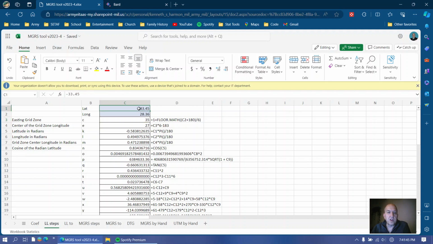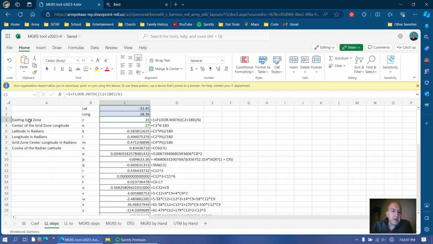So let's just start off with a latitude and a longitude. It doesn't matter what we start with. These formulas will convert into MGRS. The first is which grid zone are we in? We talked about that when we were looking at MGRS and how it's built.